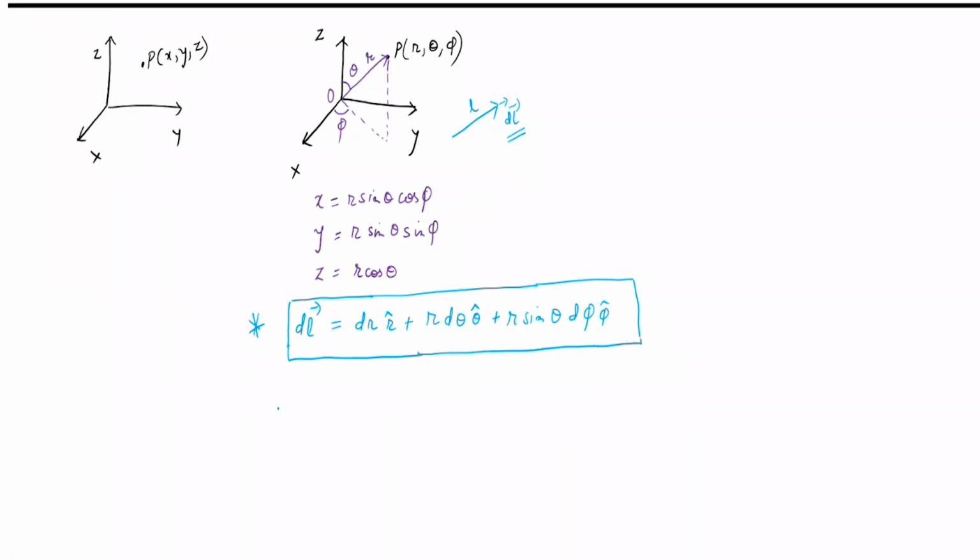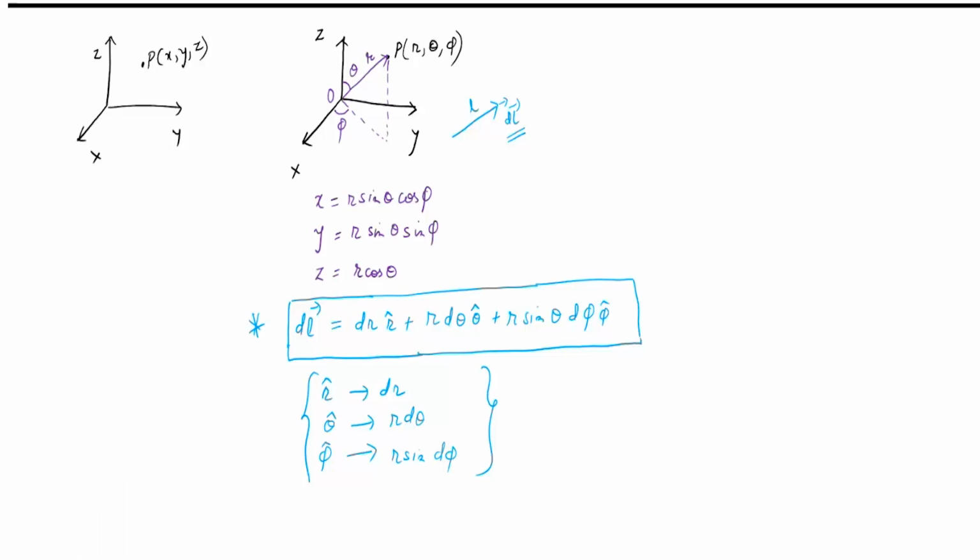Now, this means in the r cap direction, the change is denoted by dr. And in the theta cap direction, the change is denoted by r d theta. And in the phi cap direction, it is denoted by r sine theta d phi. Right. Now, let us take a simple example and let us learn how we can use this concept to evaluate the integral, right?